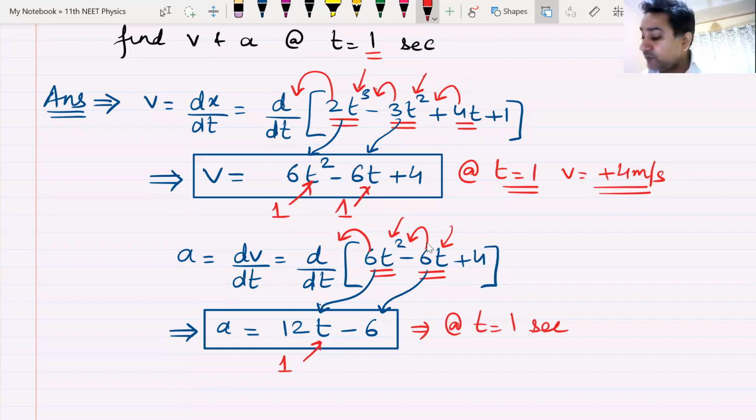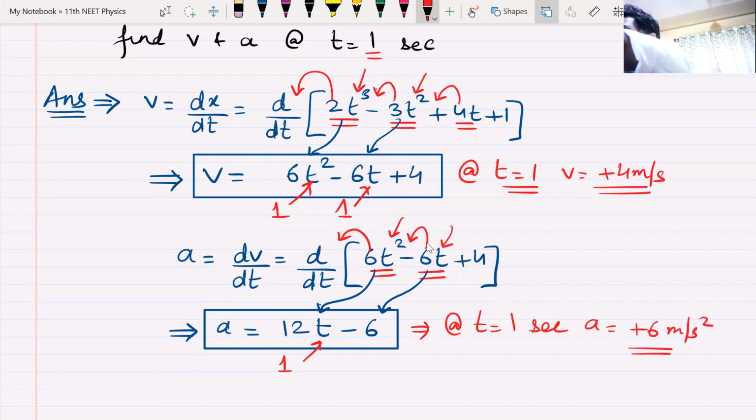And you get your answer. When time is 1 second, acceleration is plus 6 meter per second square. Do we understand this? Do I have an understanding? Can I have some raised hands? Meter per second square, Niharika, not meter per second. Meter per second square is what I'm looking at.